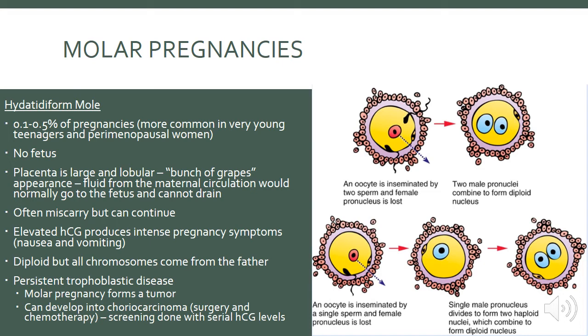Now, the reason that you get this molar pregnancy, the hydatidiform mole, has to do with the chromosome complement. They are diploid, but all of the chromosomes have come from the father. And the idea there being that maybe these pregnancies form when dispermia occurs, so when two sperm manage to fertilize a single egg, but may then lose the maternal pronucleus, so the original nucleus from the oocyte, and then the two male pronuclei could fuse, and you have a diploid conception, but all of the chromosomes came from the father.